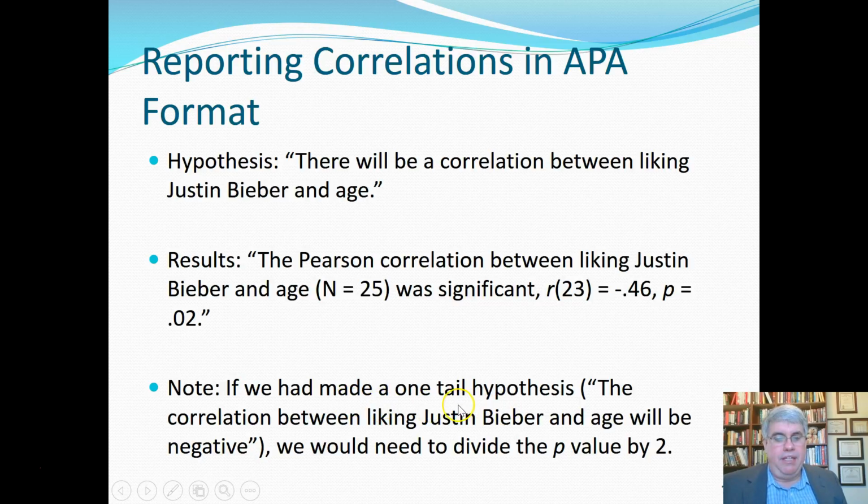Now, if we had made a one-tailed hypothesis, that the correlation between liking Justin Bieber and age will be negative, which we might have been able to guess, we would need to divide the p-value by 2, so we would have reported p equals 0.01.